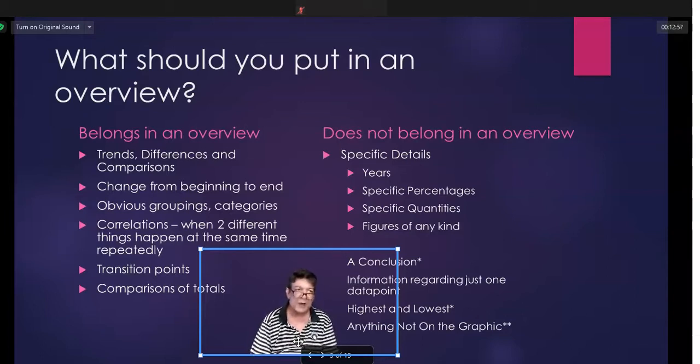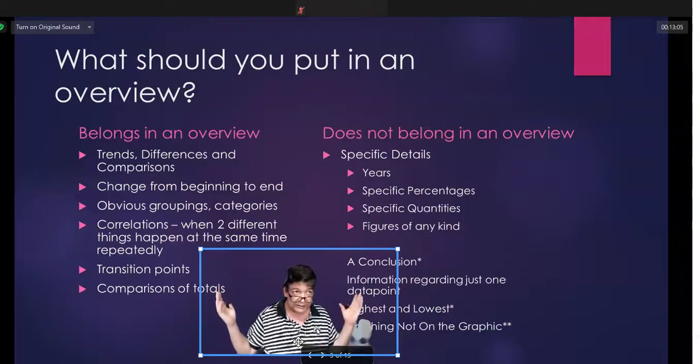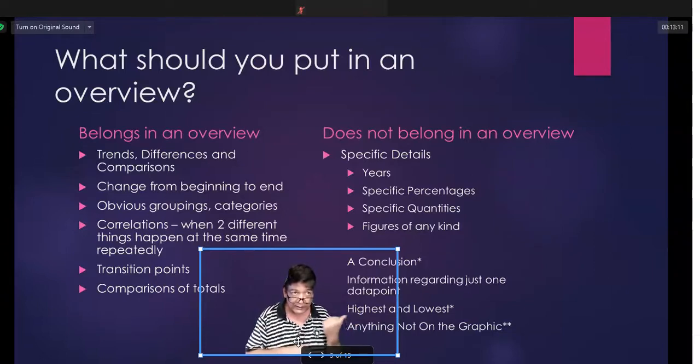And anything not on the graphic, that doesn't belong anywhere in task 1, like opinions. Okay? So this is what you include. This is what you leave out. Include the highest and the lowest? My God, what is he saying? Right there. Highest and lowest. Leave it out. Now, what are we looking at then?